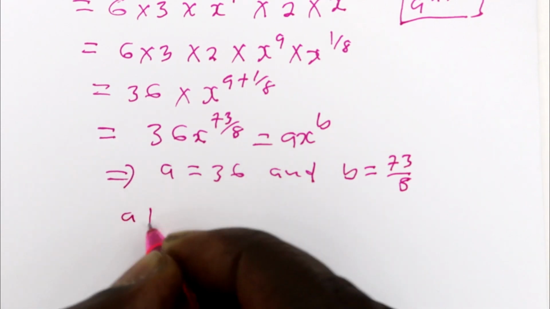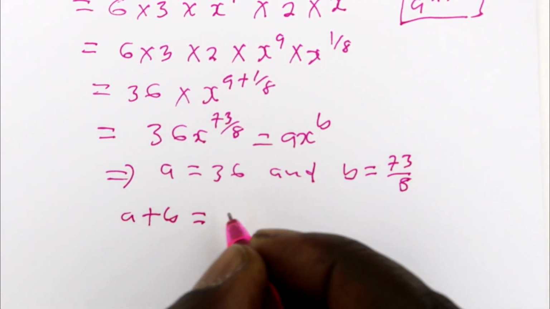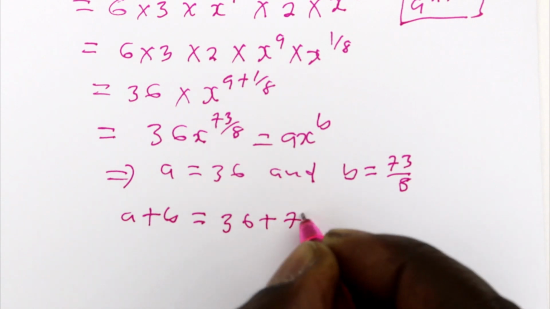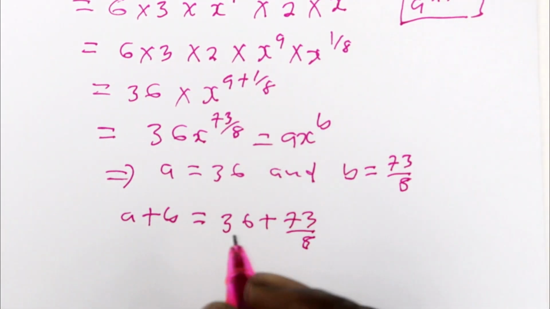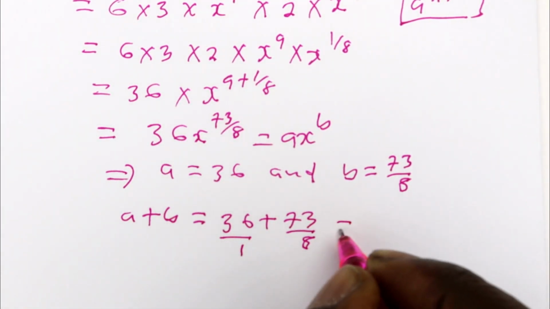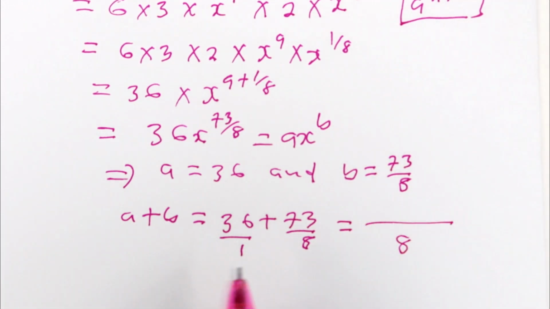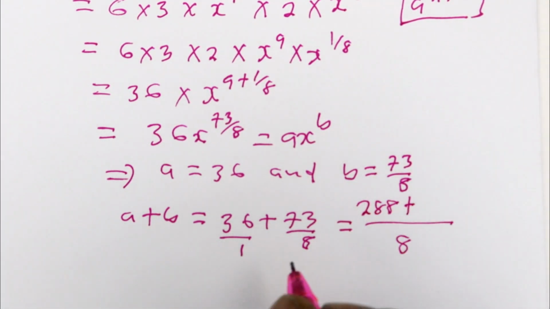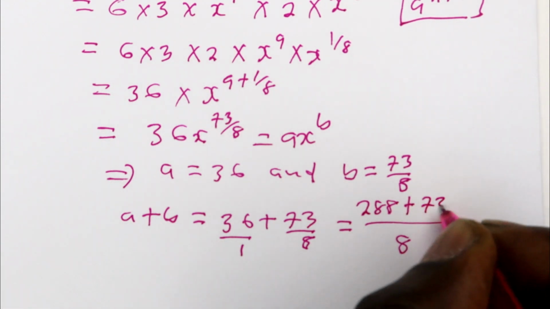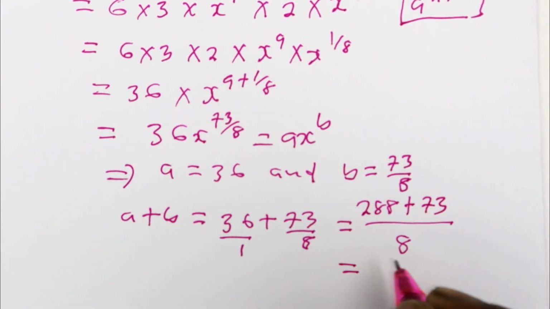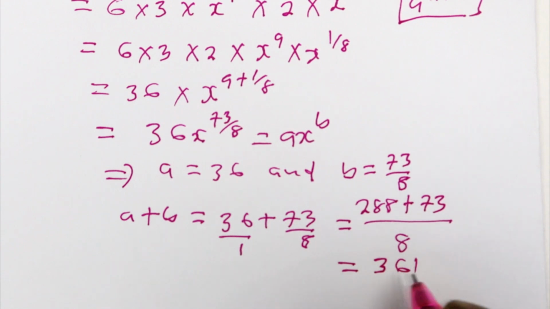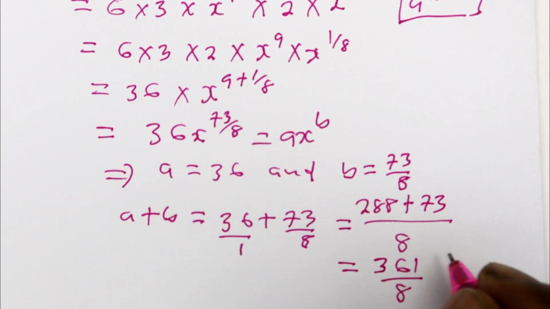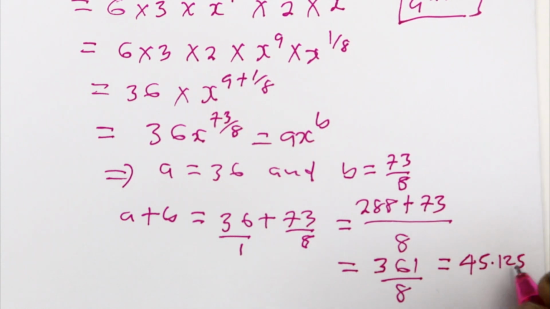So now a plus b will be 36 plus 73 over 8. We can combine these using the LCM, which is 8. So 8 times 36 is 288, plus 1 times 73. And when we combine that, we're going to get that to be 361 over 8, which you can write in decimal as 45.125.